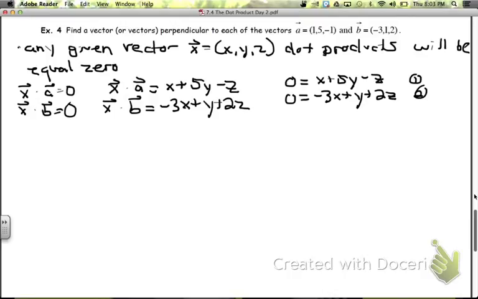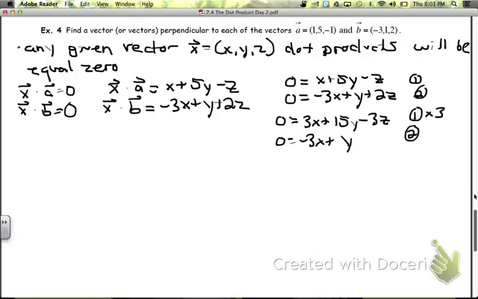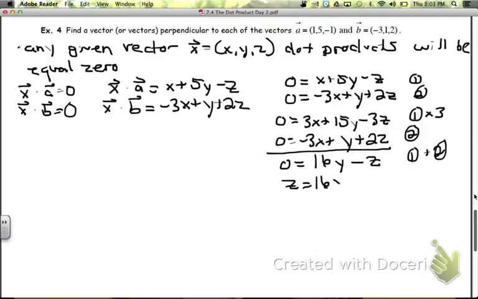And what we're going to do here is multiply 1 by 3. So we have 0 is equal to 3x plus 15y minus 3z, and our second equation, 0 is equal to negative 3x plus y plus 2z. So you can see here that by multiplying our first equation by 3, we're going to be able to eliminate our x's. So we're going to add our 1 and 2 together. When we do that, we have 0 is equal to 16y minus z. So therefore z is equal to 16y.